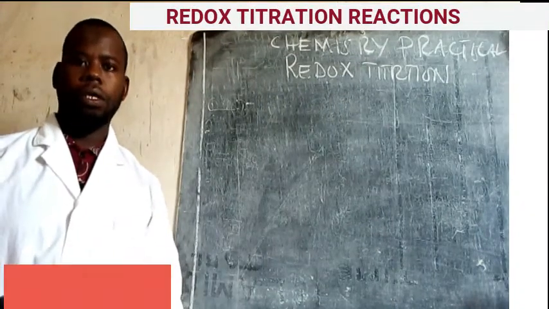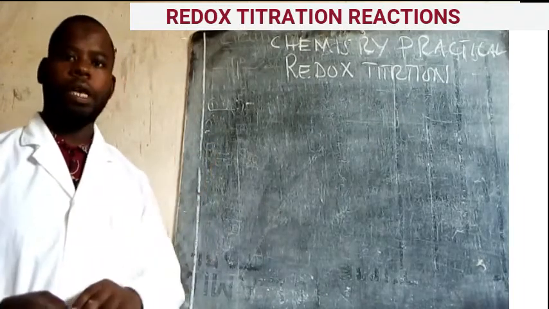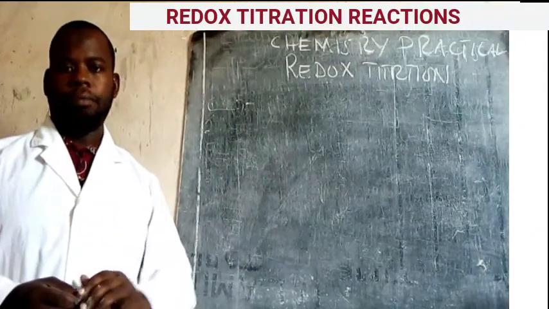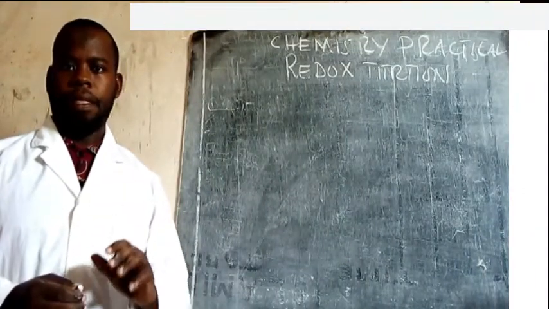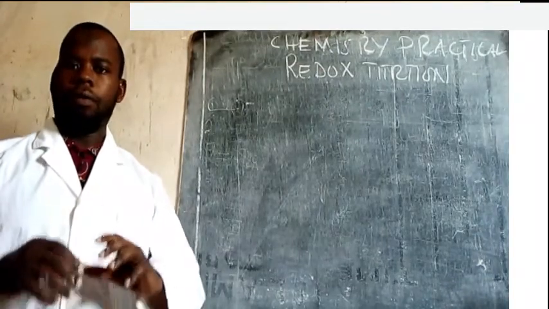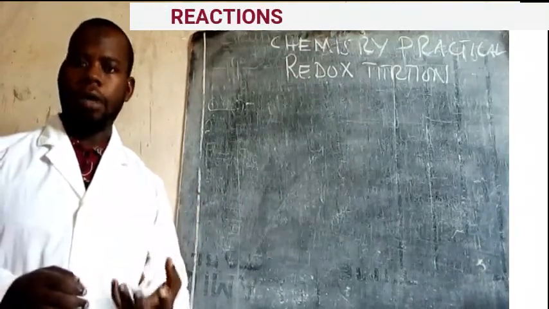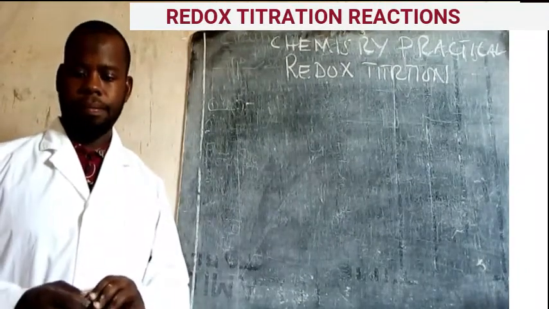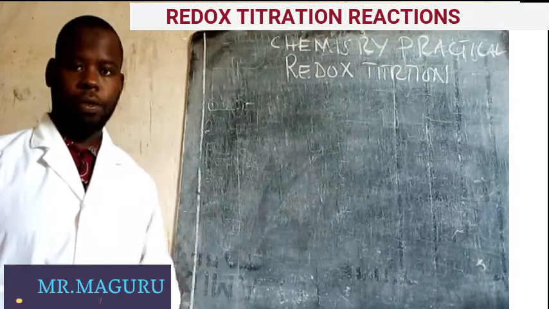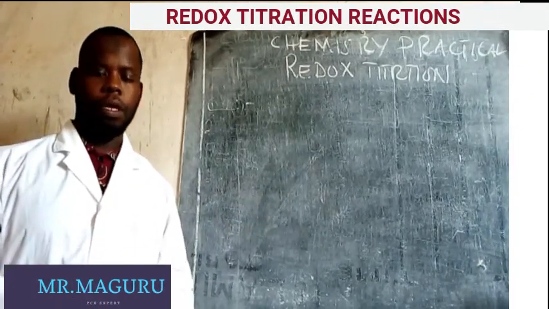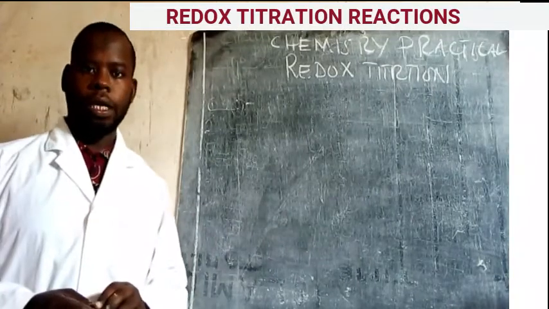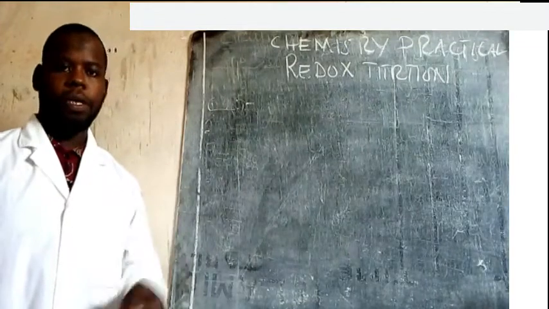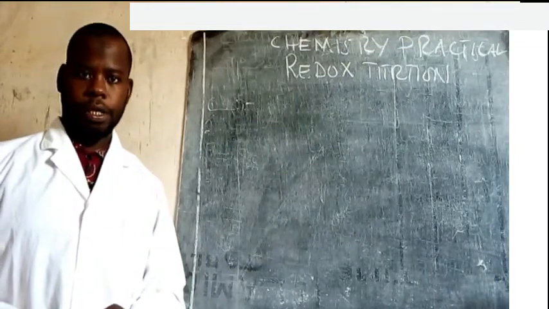Today we are going to continue with our lesson of redox titration. I will show you the chemical reaction between potassium permanganate, sodium thiosulfate, and the liberated iodine from potassium iodide within acidic medium. So that is the second lesson. You're welcome to proceed with our redox titration. Redox titration involves oxidation and reduction reactions.